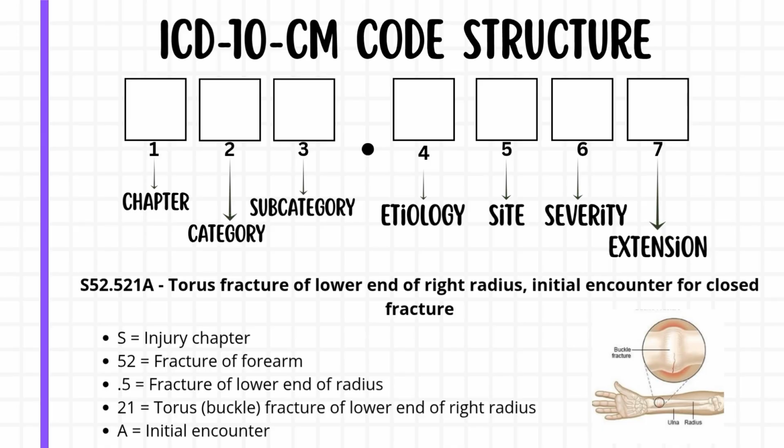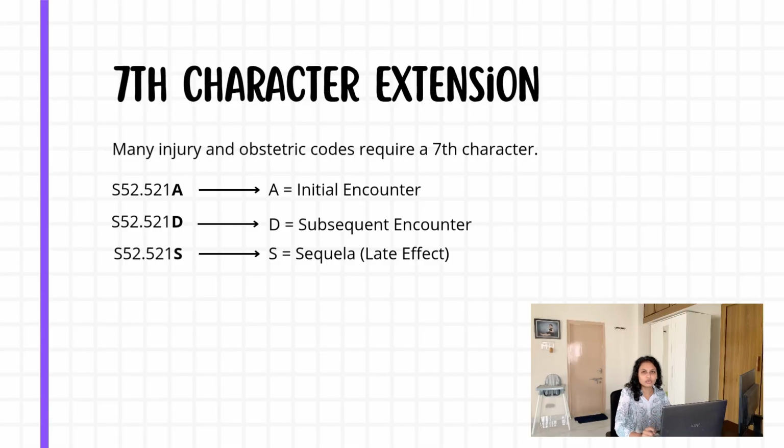Let's look at an example. Let's take the same example from the previous slide. S52.521A. Here A represents initial encounter, meaning a patient is receiving active treatment for an injury. D represents subsequent encounter, meaning a patient is coming back for follow-up care. S represents sequela, meaning a late effect or complication from an old injury.